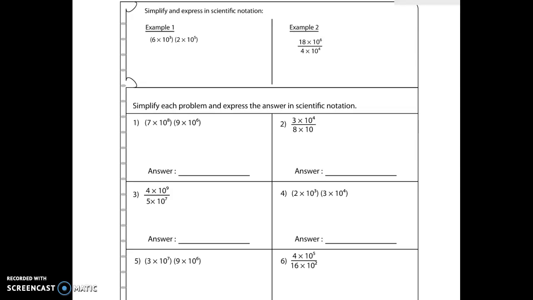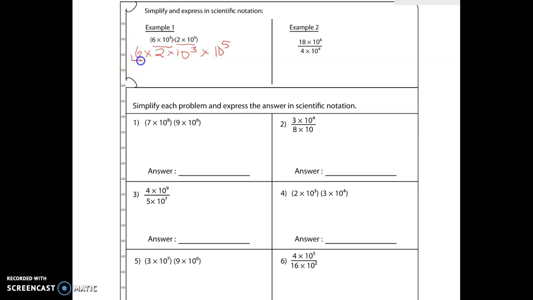So in example number 1, we have 6 times 10 to the 3rd times 2 times 10 to the 5th. For this one, if you think about what everything is, this is just multiplication, this is multiplication, and this is multiplication. So by the commutative property, I can actually just change the order. You don't need to write this every time, but it's good just to, in the beginning, get a sense of what's happening.